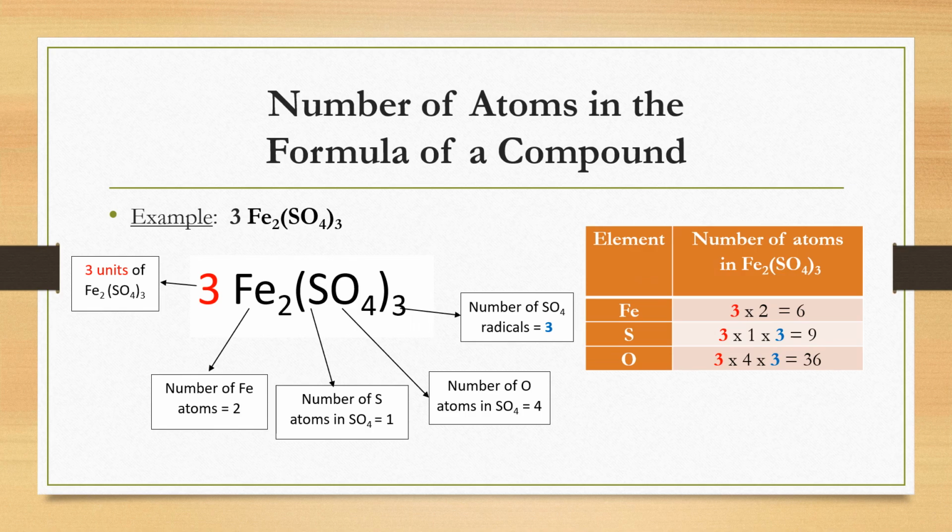Now, if we have 3 units of Fe2(SO4)3, the total number of Fe atoms is 3 times 2, which is 6. The total number of S atoms is 3 times 1 times 3, which is 9. And the total number of oxygen atoms is 3 times 4 times 3, which is 36.